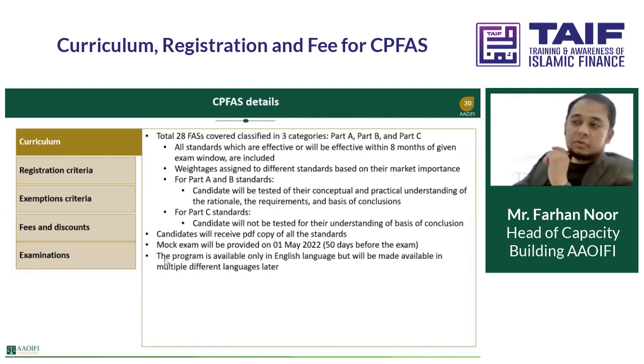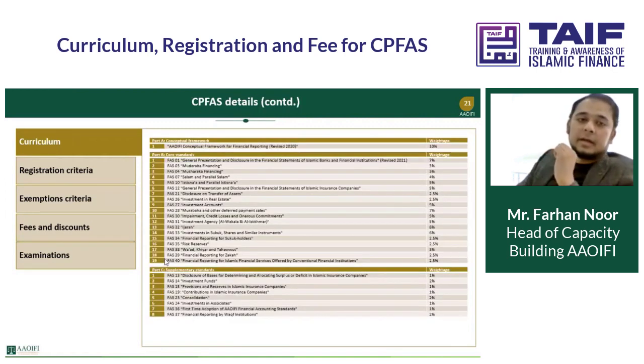So let me show you the classification as well. As you can see, the standards are classified in these 3 different categories based on their market importance and relevance. And different weightages have been assigned to each of these standards. So for example, as you can see for yourself, FAS 28, which is on Murabaha, has been given a weightage of 7% and is classified under the Part B category, the core standards. Whereas the standard on risk reserves, FAS 35, is given a weightage of 2.5%.